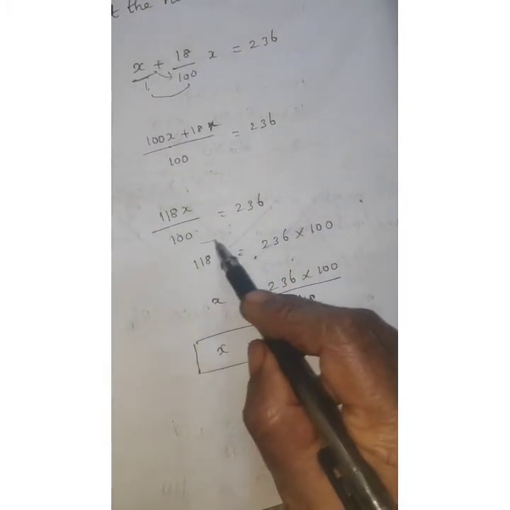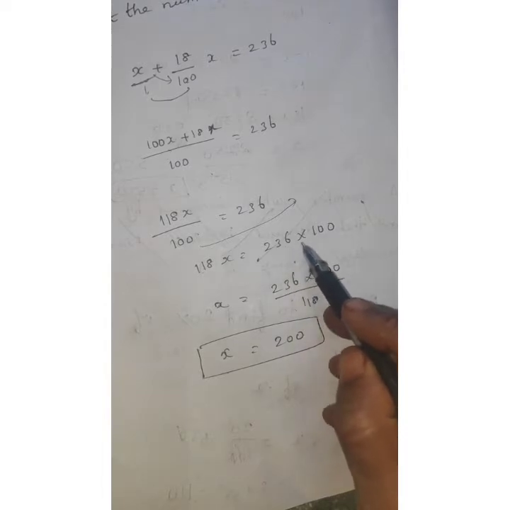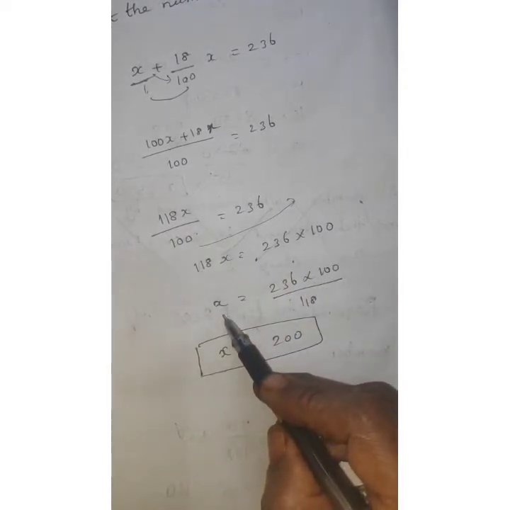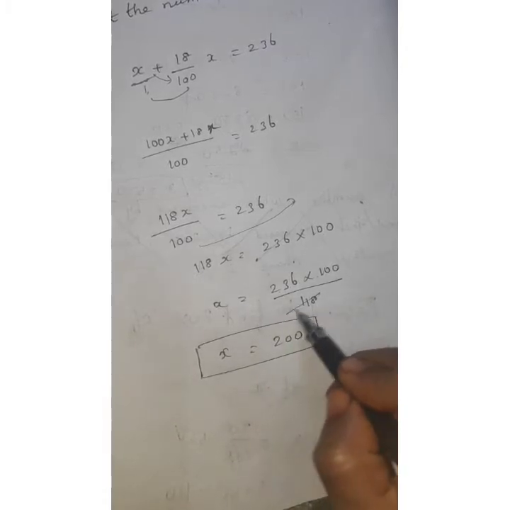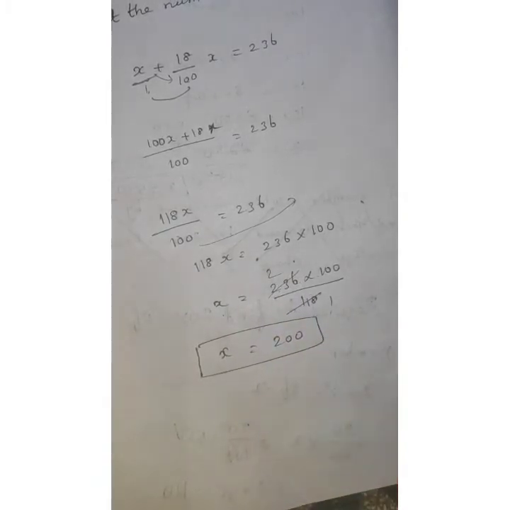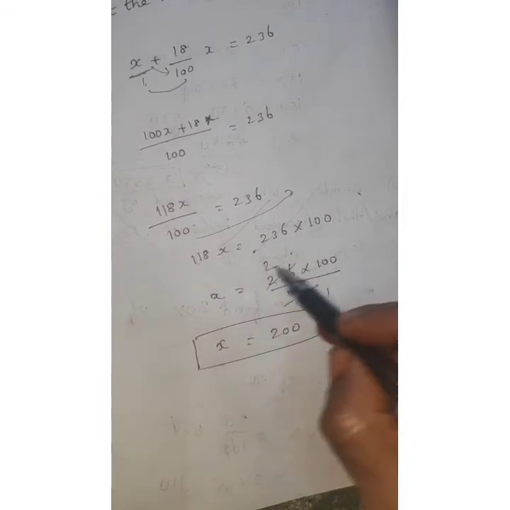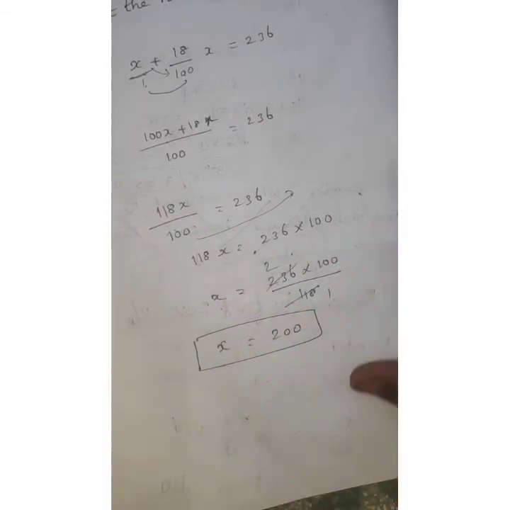118x equal to, do the cross multiplication, 236 into 100. Therefore x equal to 236 into 100 divided by 118. 118 is possible 2 times. Answer equal to 2 into 100 equal to 200.